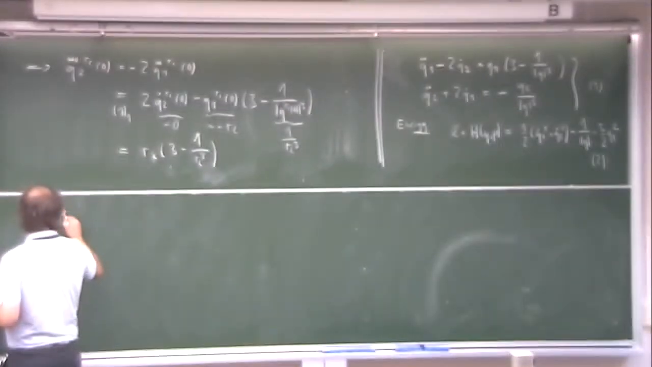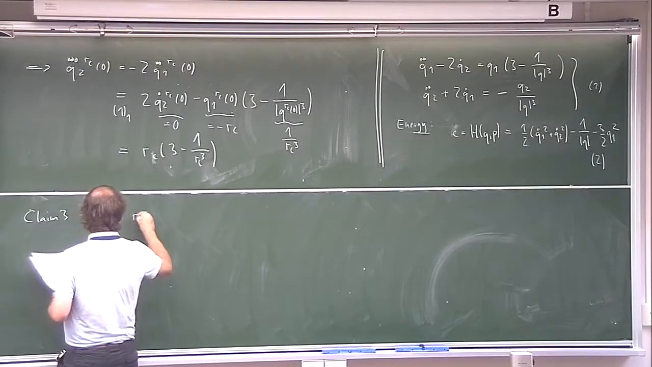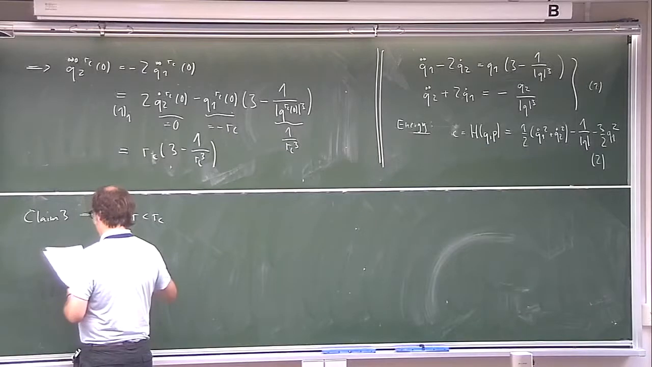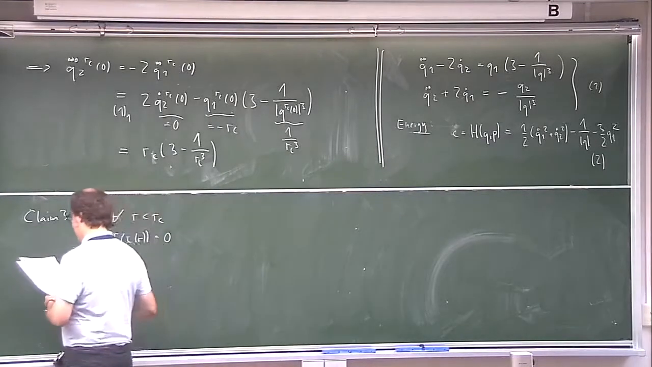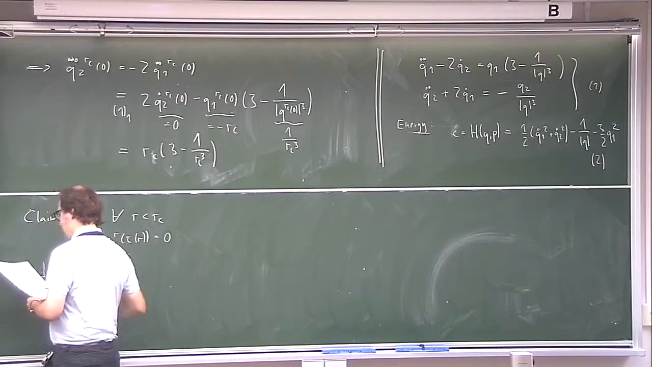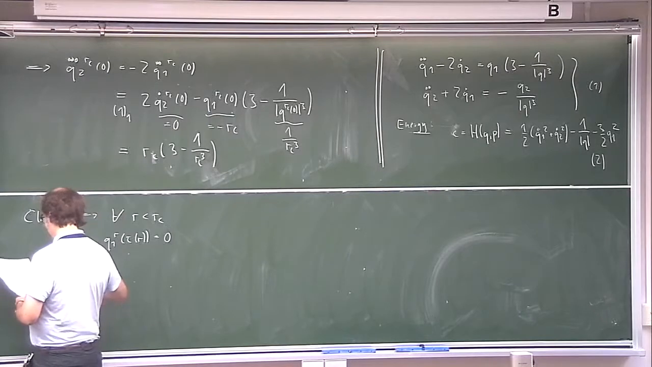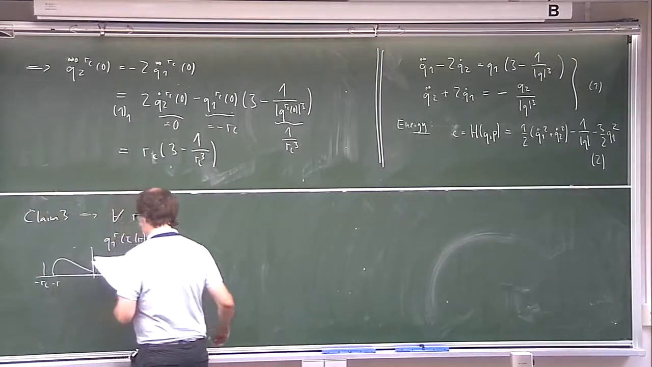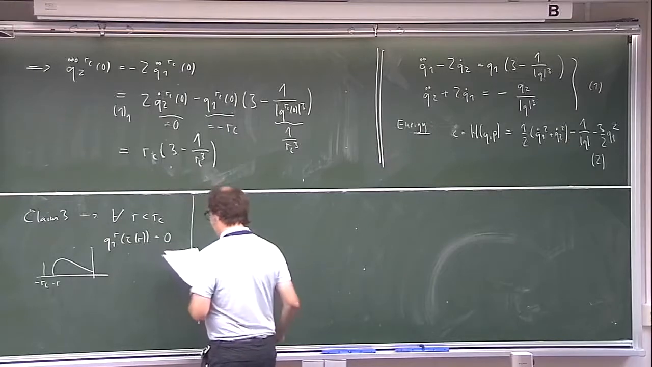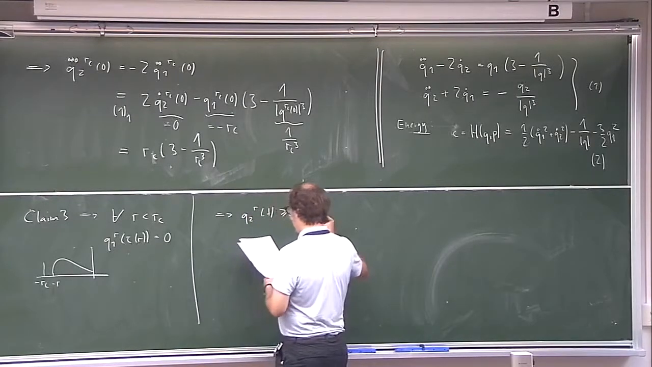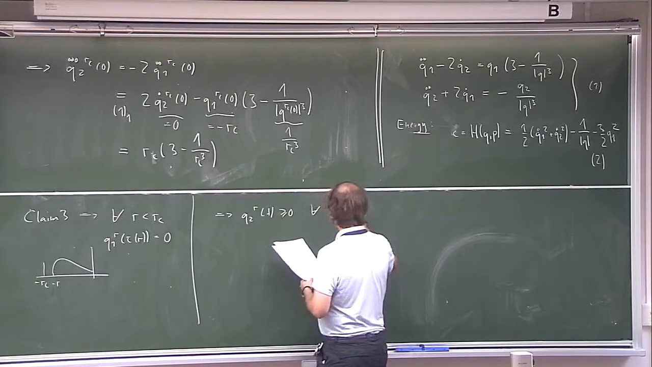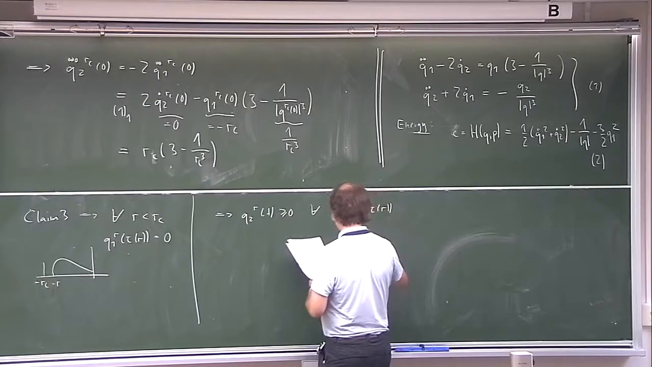By claim 3, we know that for all r less than rc, q1 r tau r is 0. So we have here minus rc, so we have here minus r. So that means that Q2RT is bigger or equal to zero for all t in zero tau r, r less than rc.